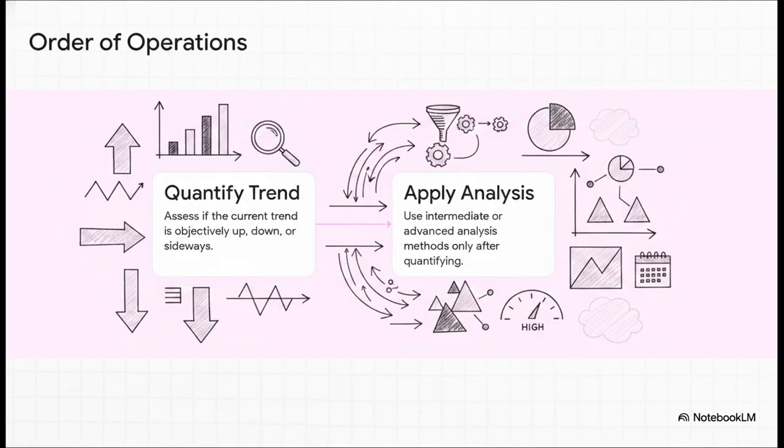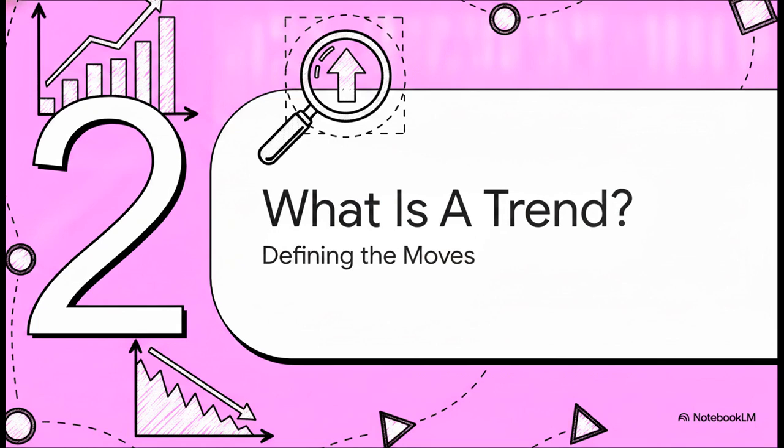So, how do we avoid this trap? You must strictly follow a specific order of operations. Kind of think of it like a funnel. First, at the very top, step 1, you must objectively quantify the current trend. You literally have to ask yourself, is the price going up, down, or sideways? And don't just guess, you have to quantify it. Then, and only after that first step is complete, do you move to step 2 and apply your intermediate or advanced analysis methods. This sequence is absolutely vital because it allows you to properly assess the odds of a trend actually continuing. Let's move on to section 2.